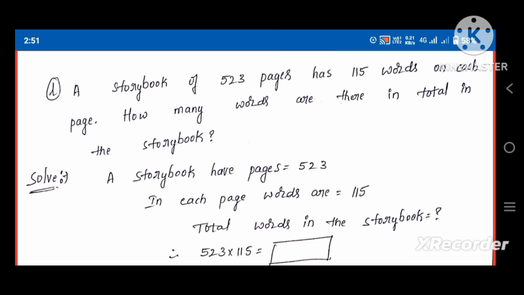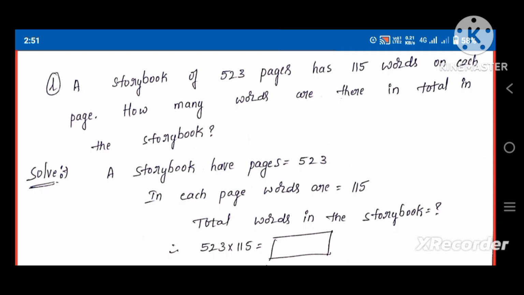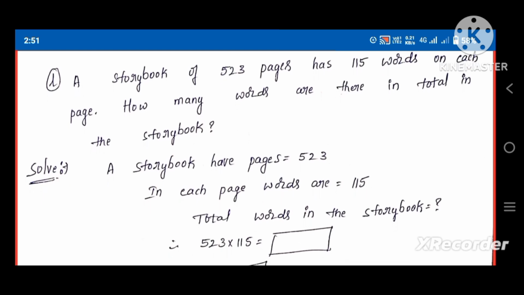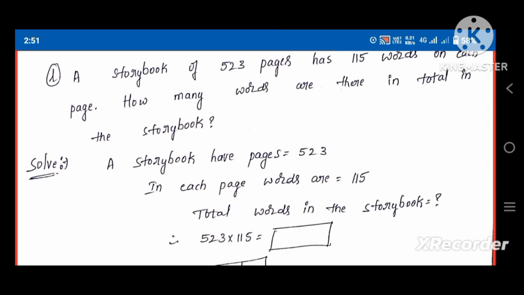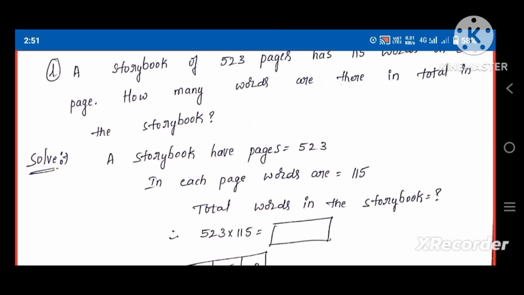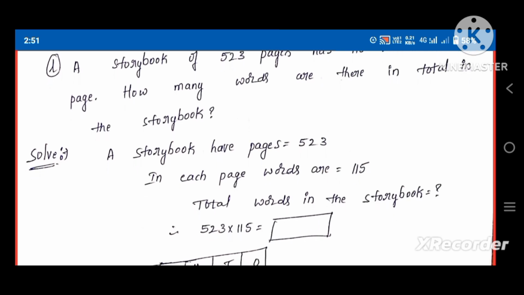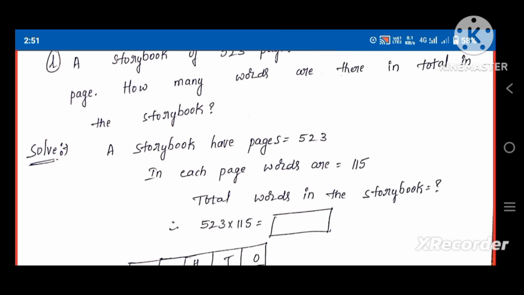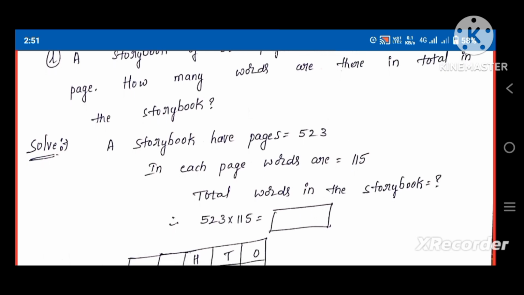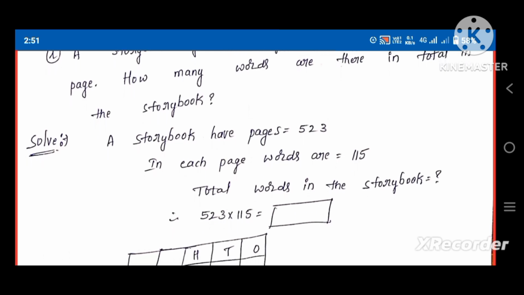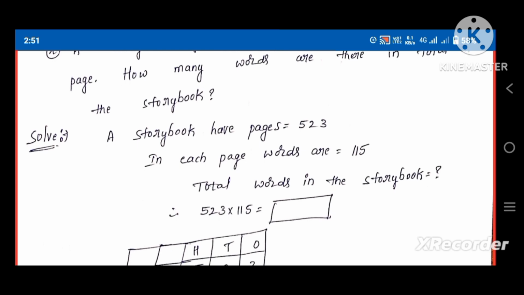Number L. A storybook of 523 pages has 115 words on each page. How many words are there in total in the storybook? Solve. A storybook has pages equal to 523. In each page, words are 115. Total words in the storybook we find.